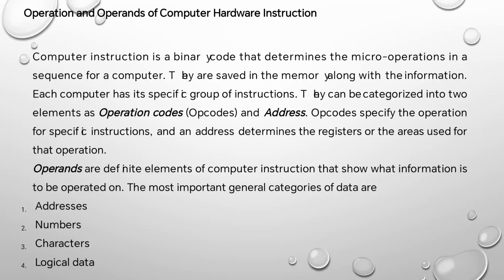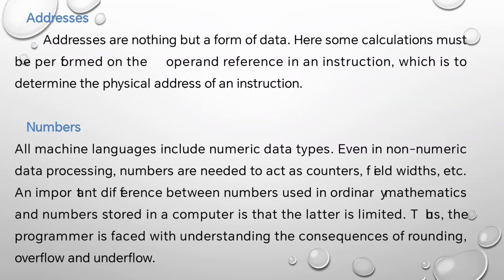Operands are definite elements of a computer instruction that show what information is to be operated on. The most important general categories of data are addresses, numbers, characters, and logical data. Addresses are a form of data. Here some calculation must be performed on the operand reference in an instruction to determine the physical address of an instruction.